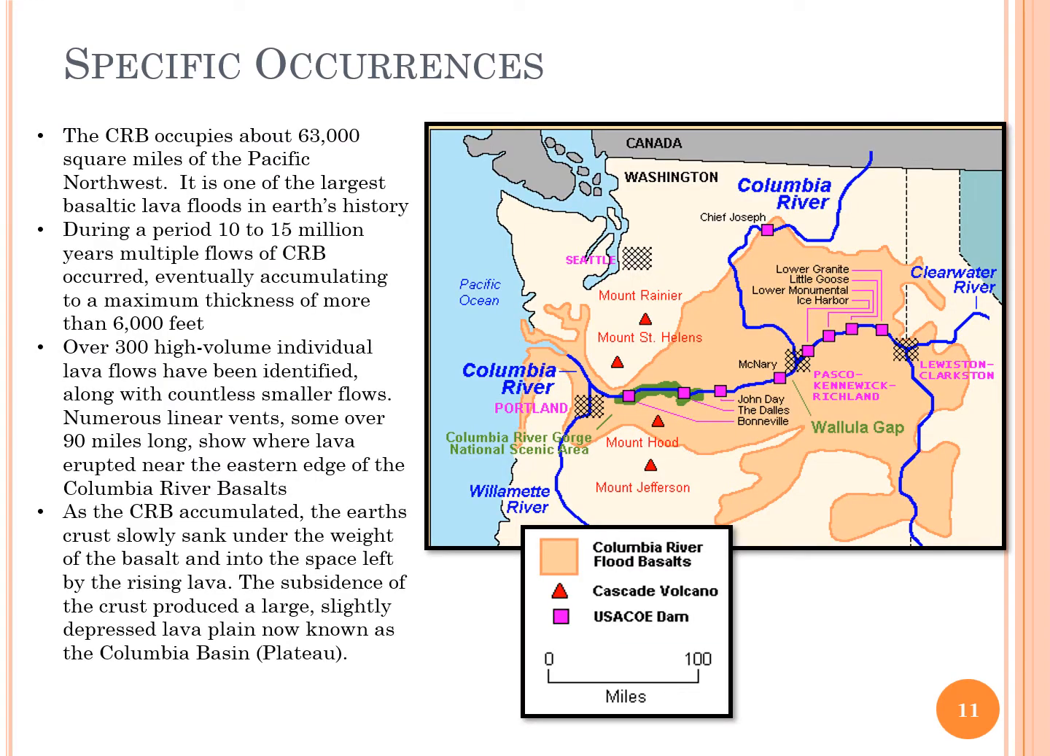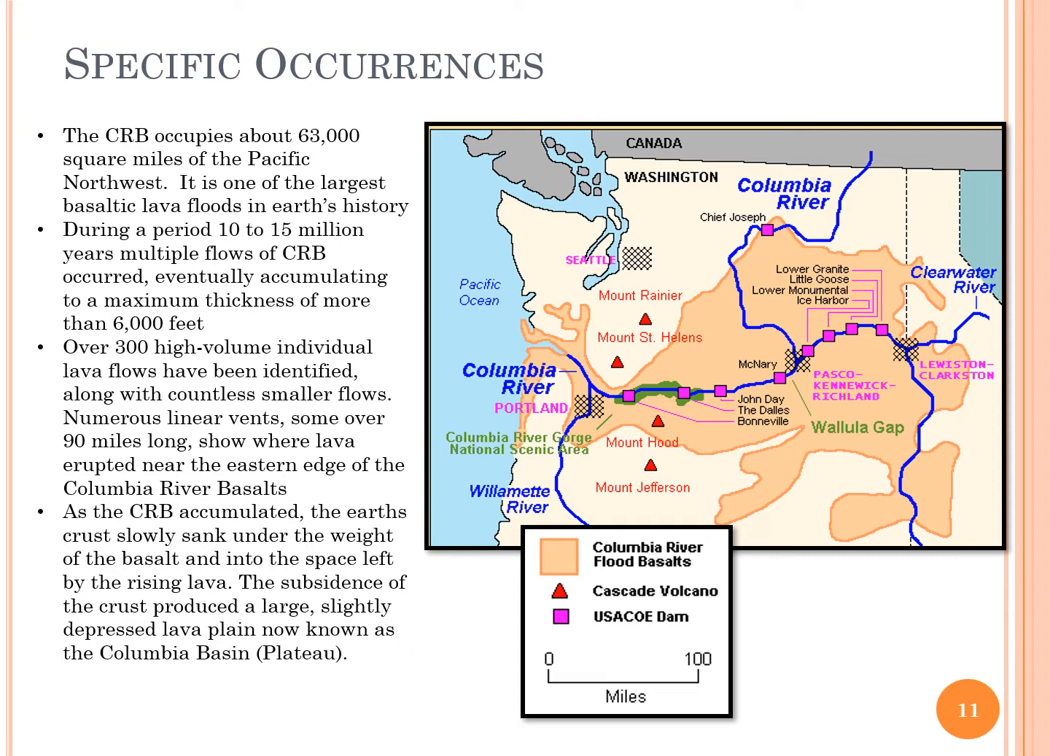Also, specific occurrences, let's drill down a little bit more in our own CRB area. Here is a picture of Washington State with a little bit of Oregon and Idaho. Here in the shaded area is the distribution of the Columbia River basalts, and you can see they occupy a zone that covers all of southeastern Washington, a little bit of northeastern Oregon, a little bit of Idaho, and actually they extend down the Columbia River all the way out into the Pacific Ocean. We'll talk about why that's the case as we get down to it.